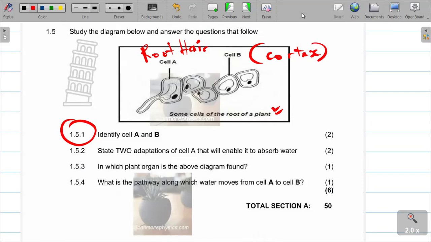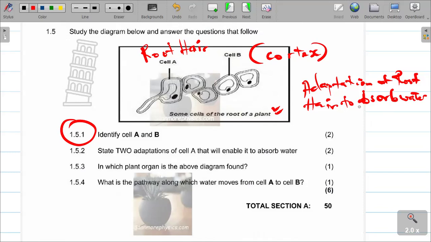And then 1.5.2, adaptations of cell A that will enable it to absorb water. How is the root hair adapted to absorb water? So you can see that the root hair has a permeable cell. A cell, if we say it is permeable, it means that it allows water to pass through.